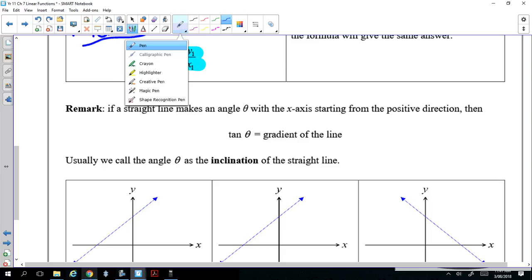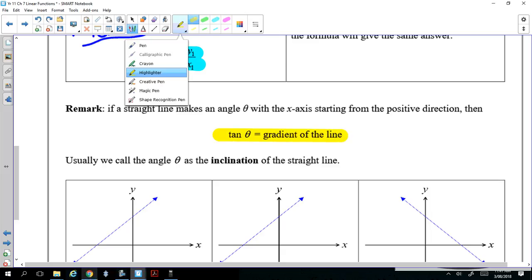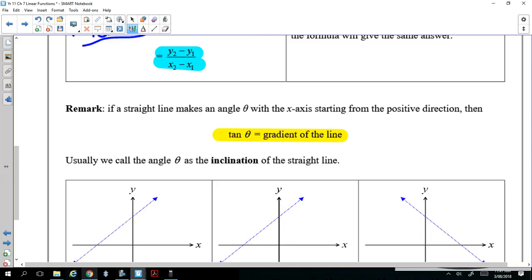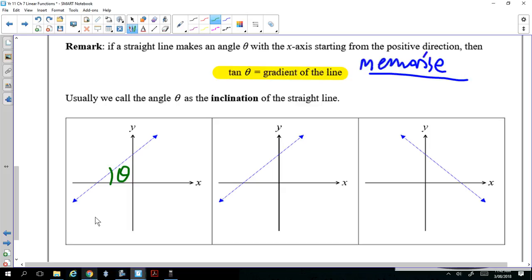Okay. Now let's see why tan theta is related to the gradient. If that's the theta there, let's use a different color for tan theta. And then this is your rise, this is your run. So what's tan theta equal to? Opposite over adjacent. And what's opposite? The rise over run.